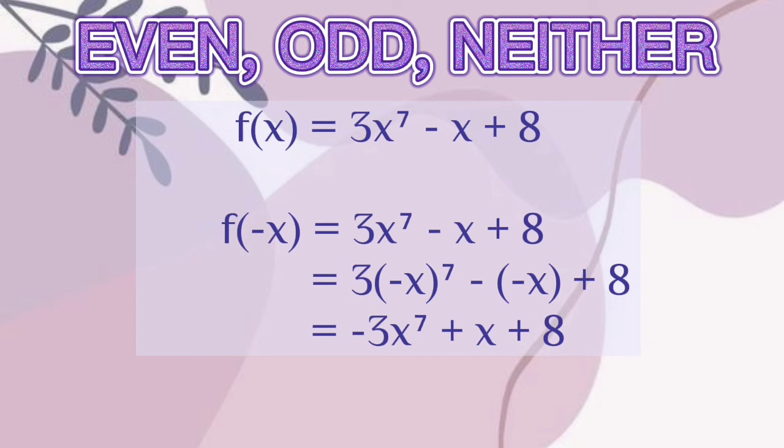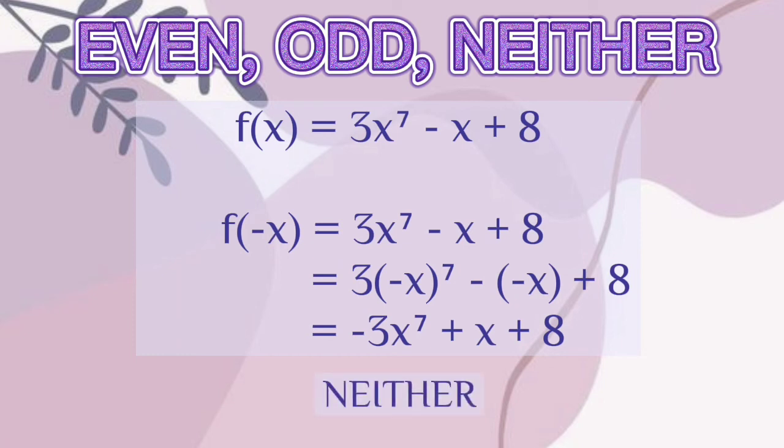Then we're going to simplify it. 3 times negative x raised to 7 is equal to negative 3x raised to 7. Negative times negative x is equal to positive x. And let's just bring down the constant number 8. So we will have the final answer of negative 3x raised to 7 plus x plus 8.